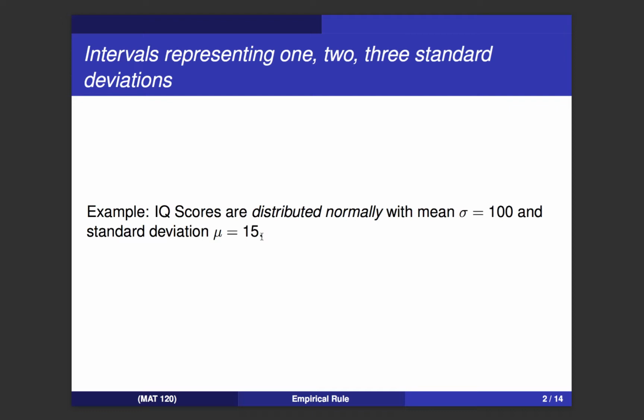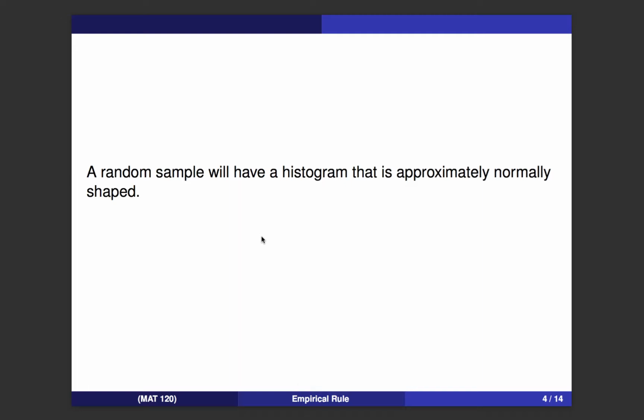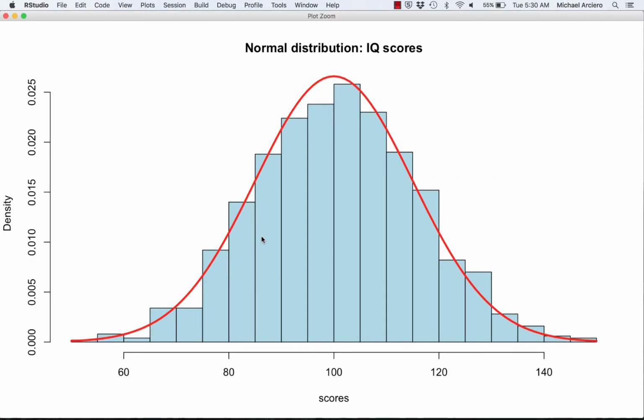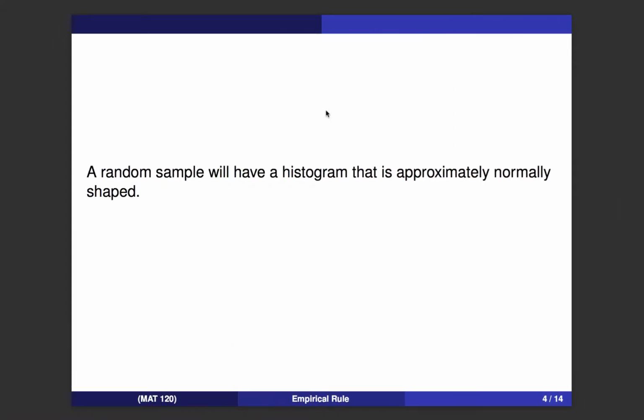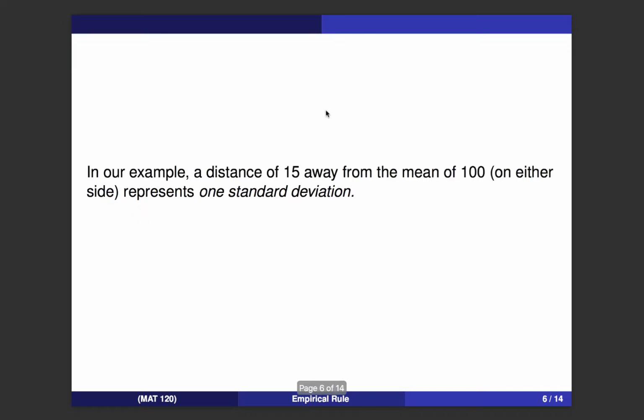These are IQ scores. When we say distributed normally, we mean that the population has a bell-shaped distribution, and a random sample will have a histogram that looks approximately bell-shaped. So here we have 100 scores and a histogram. They're centered around 100 with a standard deviation of 15. That tells us how spread out the data is. And then the population distribution is the smooth red curve. We use the terms bell-shaped, Gaussian, and normal all interchangeably.